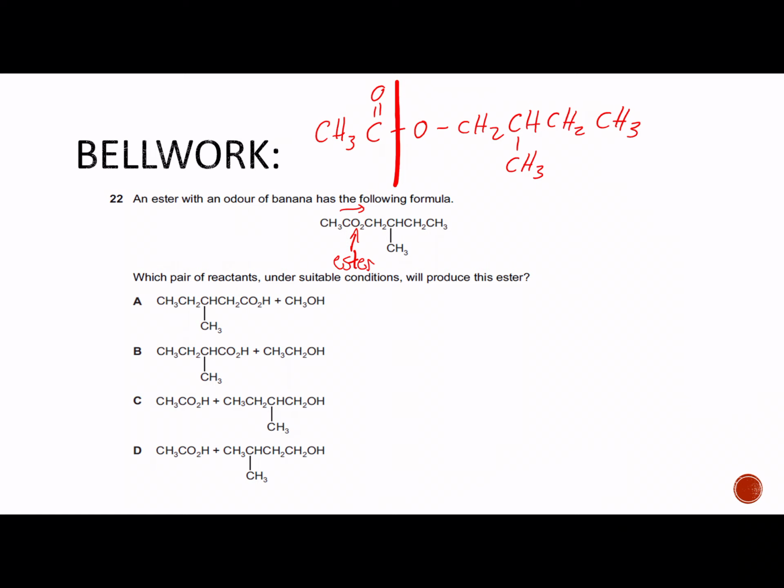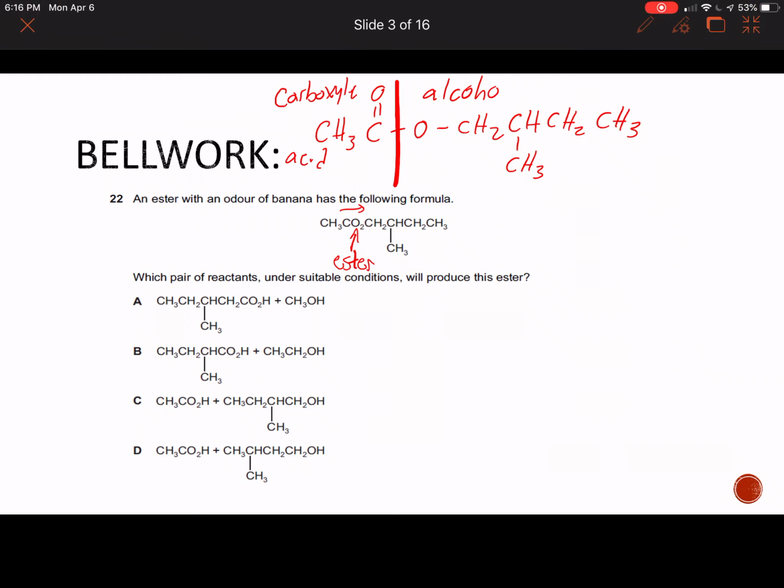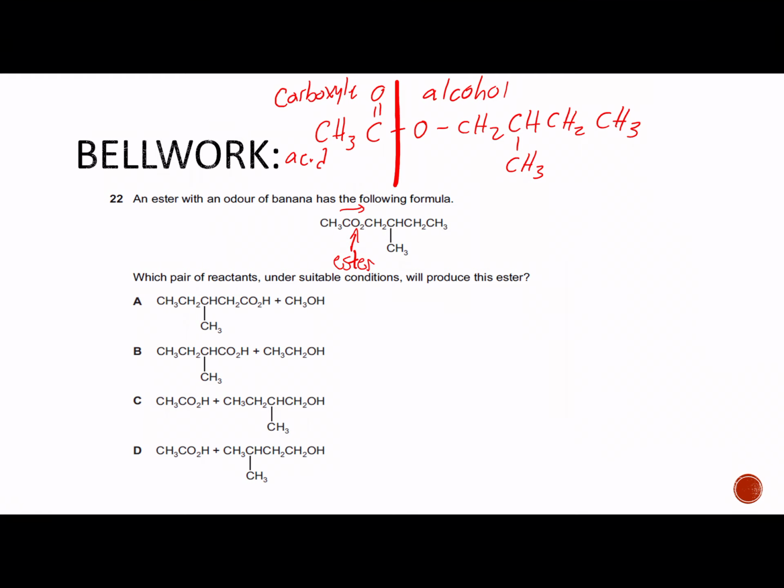And so remember that this is the carboxylic acid side, the side with the double bond oxygen, and the other side is the alcohol side. And so now all I have to do in order to formulate my answer is take a look for the carboxylic acid and for the alcohol that matches. So for the carboxylic acid, it is 2 carbons long with the carboxylic acid. And so A and B are out, and it can only be C or D.